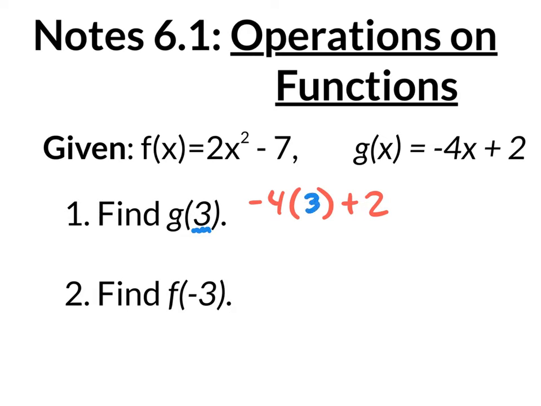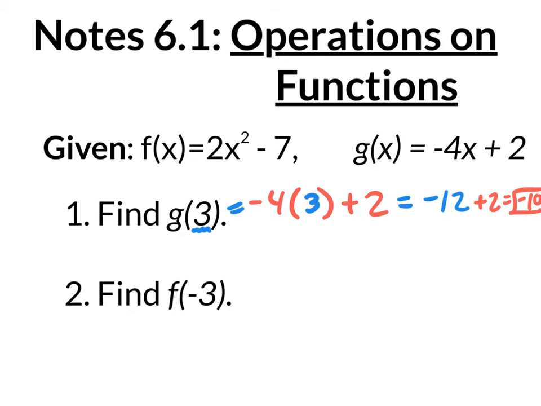I'm going to plug it right in there. So g of 3 equals negative 4 times 3 plus 2. Negative 4 times 3 is negative 12, and negative 12 plus 2 is negative 10. So we were correct right there. G of 3 is negative 10. How about f of negative 3? What's that answer? 9? Anybody agree with that?